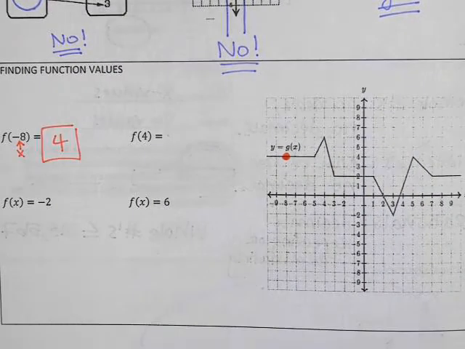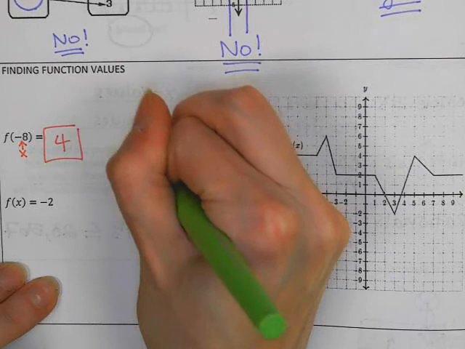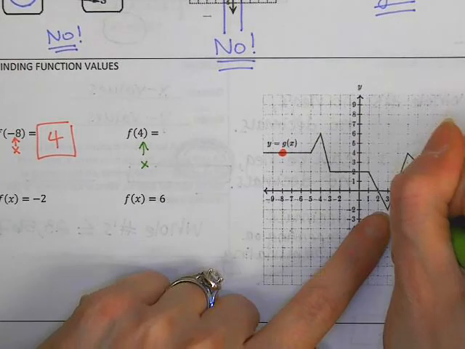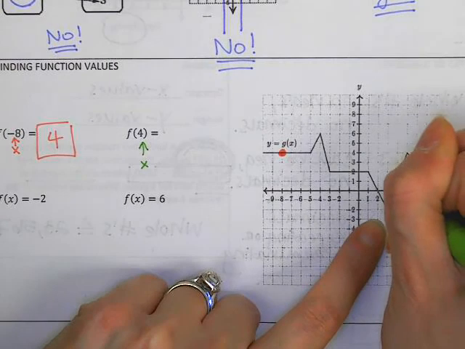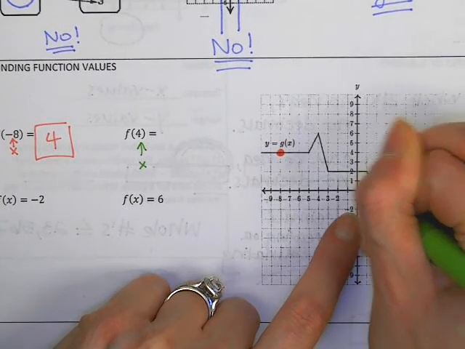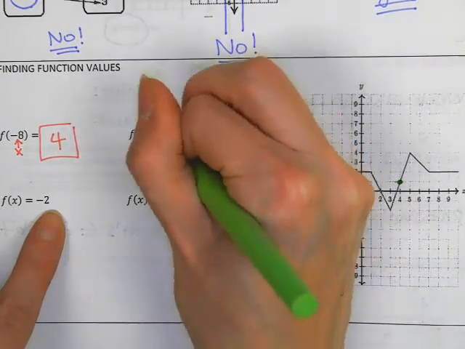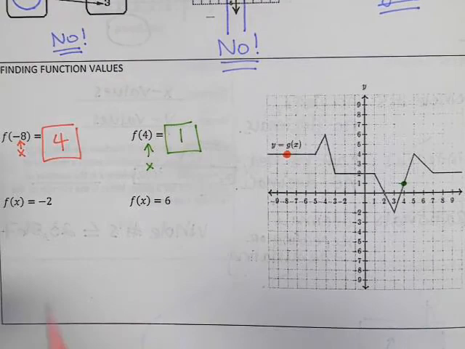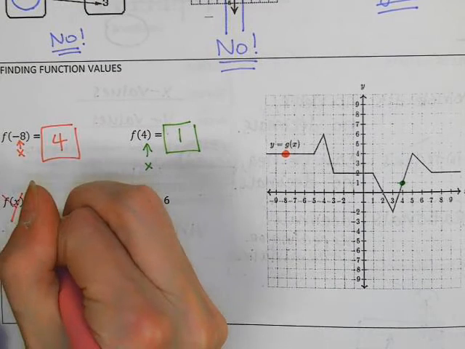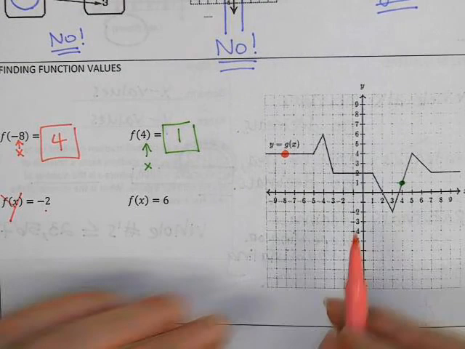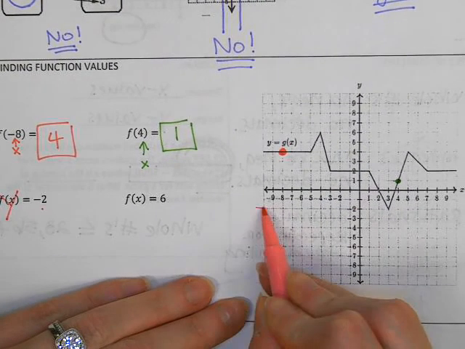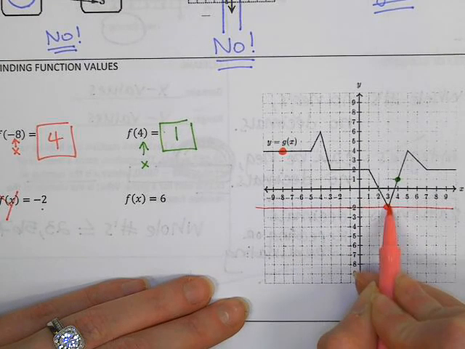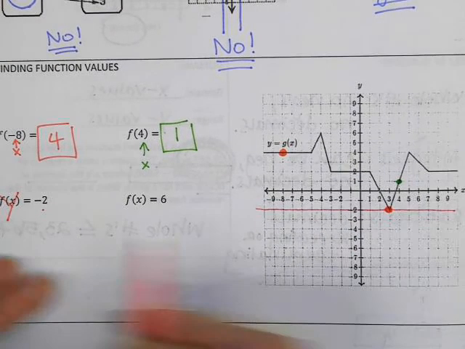Now this one means when x is 4, what's the y value? So go to x equals 4. It looks like it hits the graph here, and that's over at y equals 1. Now these are backwards. This is saying the y value is negative 2. So when y is negative 2, where does it hit the graph? It hits it here at x equals 3.